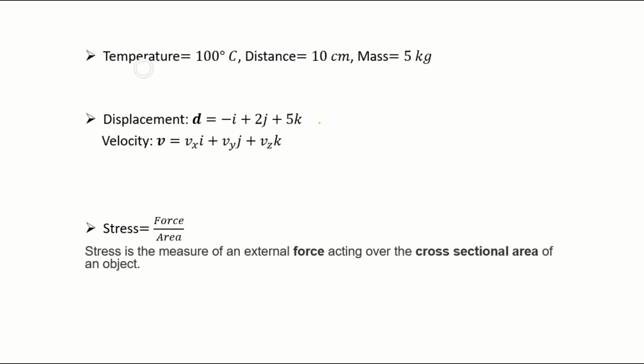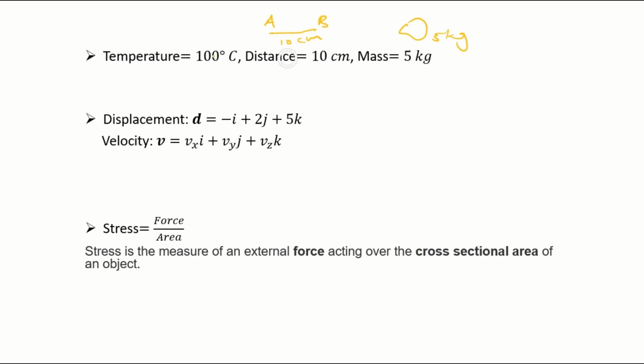So here I am considering some physical quantities. In the first, I have written temperature, distance and mass. Suppose I am taking temperature equals 100 degrees Celsius. Distance equals 10 centimeter, distance between 2 points, right? Let us suppose we have 2 points A and B and the distance between these 2 points is 10 centimeter. Suppose we have some object and its mass is 5 kg. So we write mass equals 5 kg.